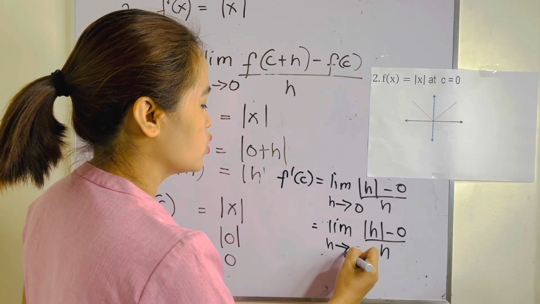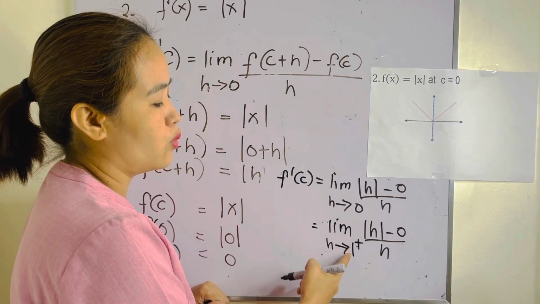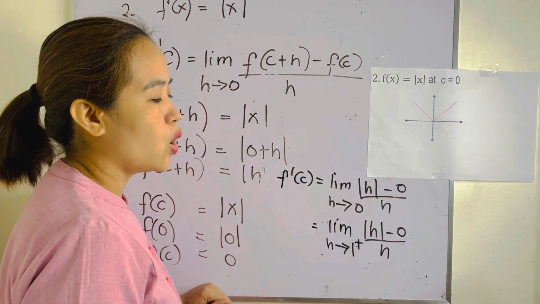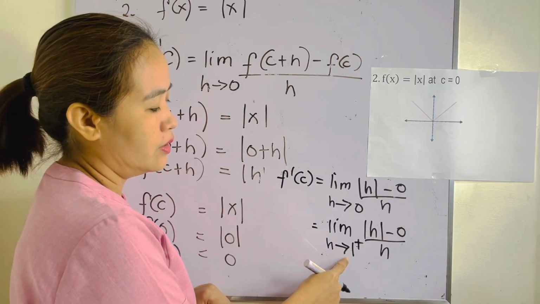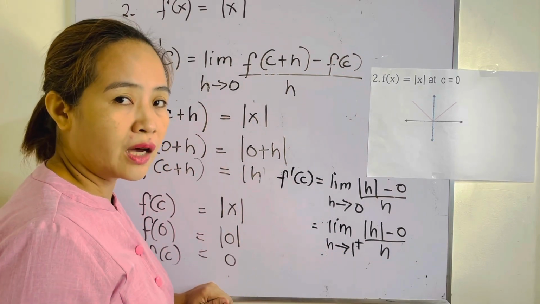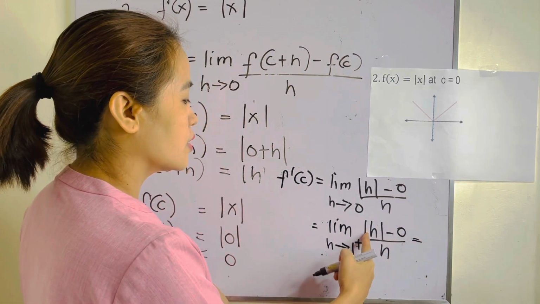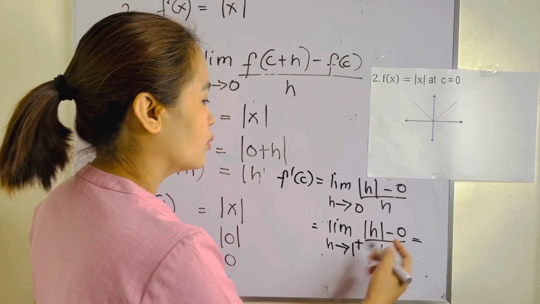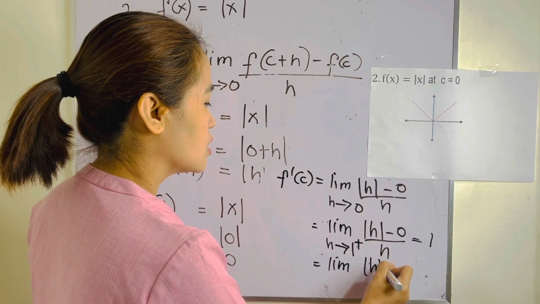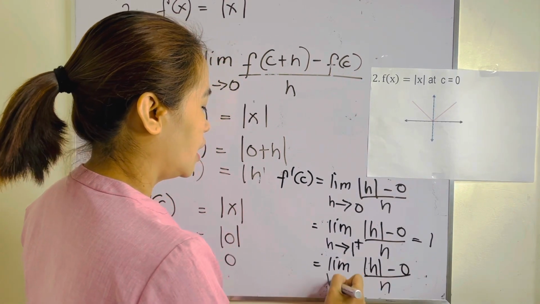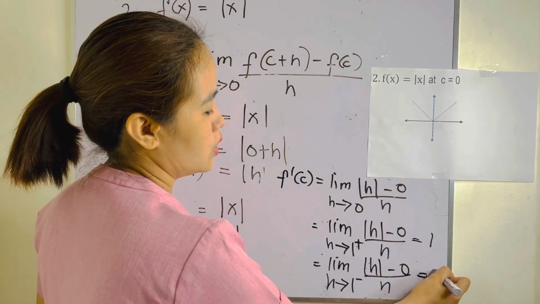Remember that if we have the limit of the absolute value of h minus 0 over h, as h approaches 0 from the right, I will be using here, of course, 1, because 0 has no sign. The absolute value of positive 1 is 1, and the absolute value of negative 1 is still 1. So this one is equivalent to 1. Same as if we have h minus 0 over h, as h approaches 0 from the left. So this one is also equal to 1.